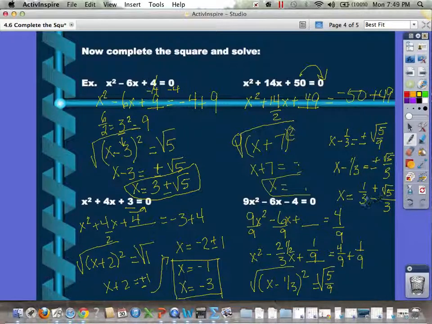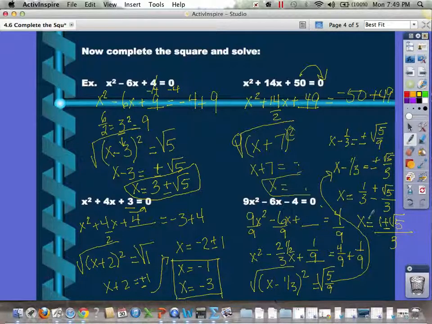Now, sometimes you will see this. This was a long problem. Sometimes you will see this written as x is equal to 1 plus or minus the square root of 5 all over 3. That's the same thing. You see it this way or this way, it's the same thing. Because the denominator for both of these was 3, you can just put it down underneath there and then put 1 plus or minus square root of 5 on top.